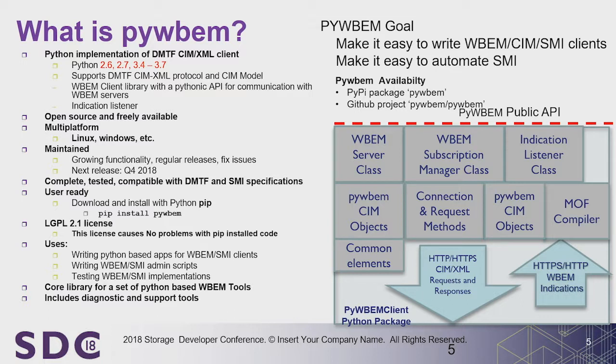We want to then also make it easy, particularly with SMI, to be able to automate the functionality of a client working with implementations of the SMI specification. As I said, availability: it's a PyPI package, it's on PyWBEM, and the project is on GitHub, and it's PyWBEM. Okay? So this is generally what's in it, and we'll go through that in more detail later.